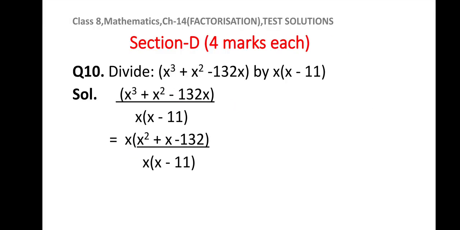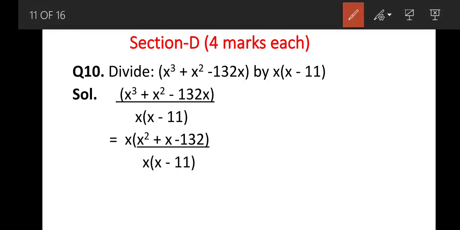Now coming to section D, that consists of 4 marks questions. We need to divide x cube plus x square minus 132x by x bracket x minus 11. After analyzing the given question, we have observed that we can take x common out of all the three terms present. So we have taken x common. What will be left inside the bracket? It will be x square plus x minus 132. We need to divide it by x bracket x minus 11.